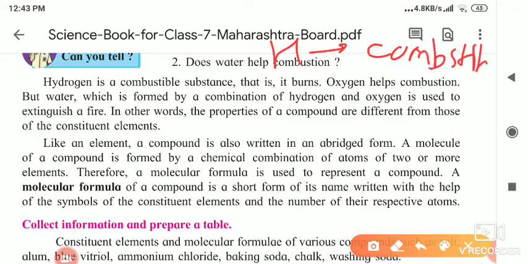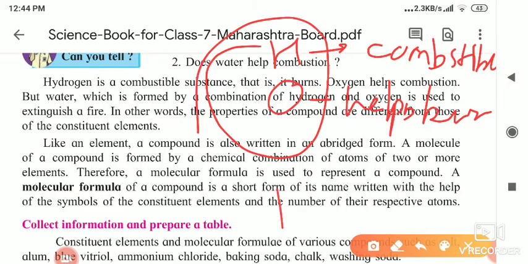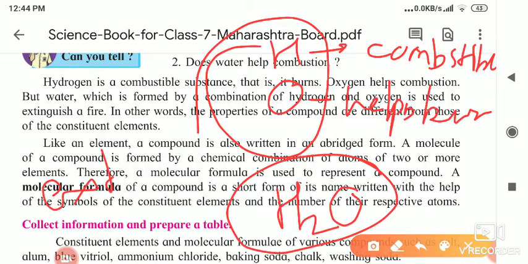Both the gases: hydrogen is combustible, it burns itself, and oxygen helps for the burning. Now the compound which is made up from this hydrogen and oxygen, that is H2O, we are using to extinguish fire. Understood what I am trying to say to you? Hydrogen is combustible, it burns itself. Oxygen helps for burning, but the compound made up of hydrogen and oxygen, we are using it to extinguish the fire.